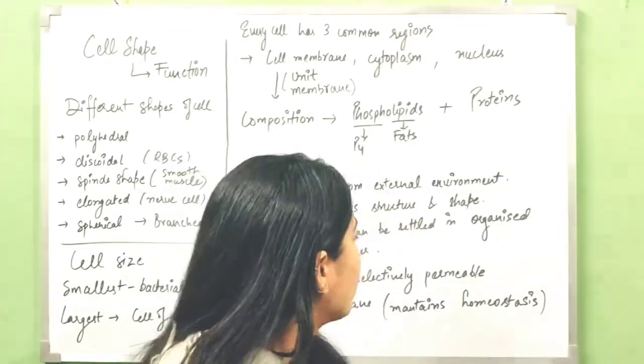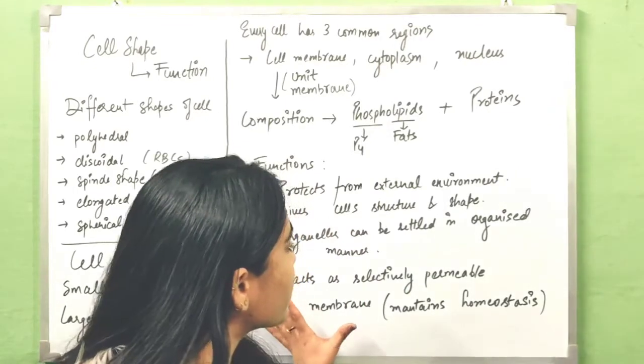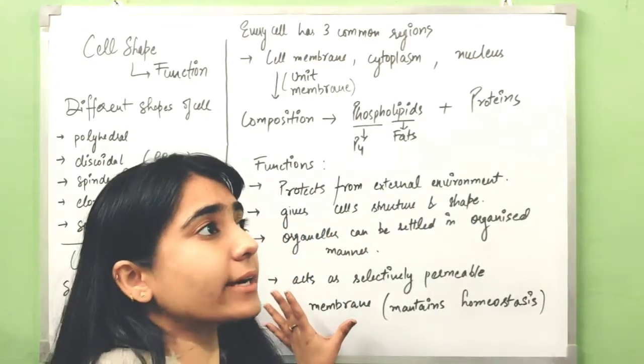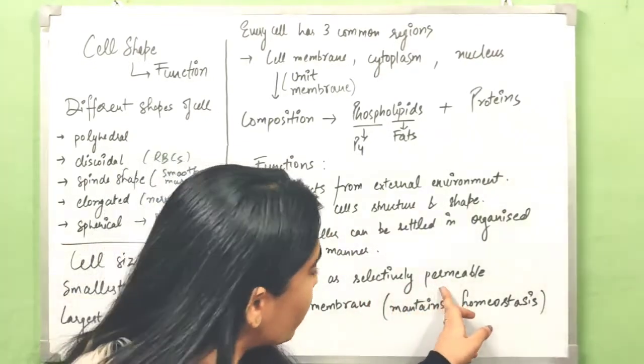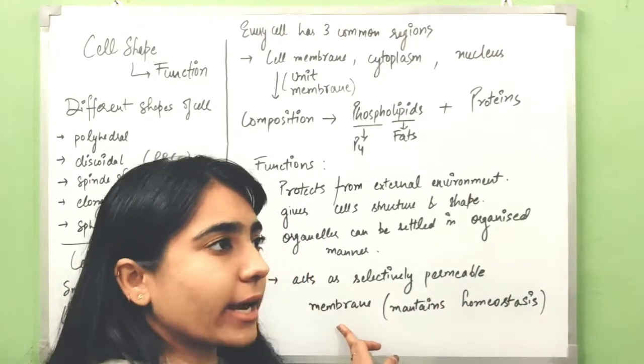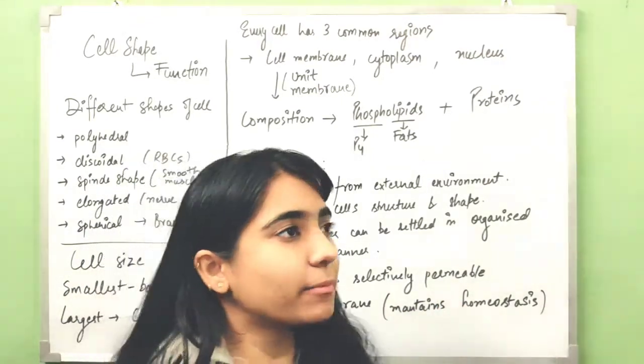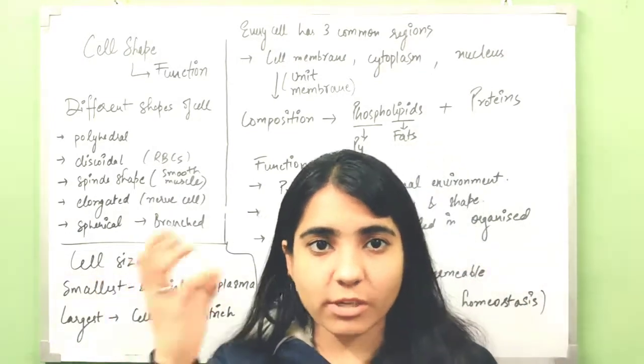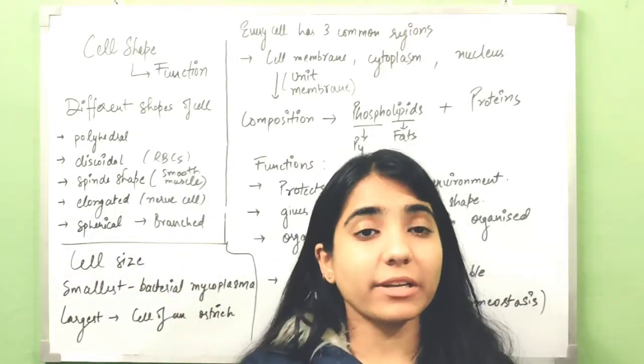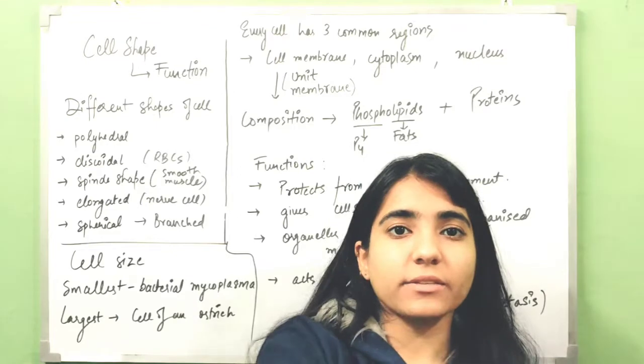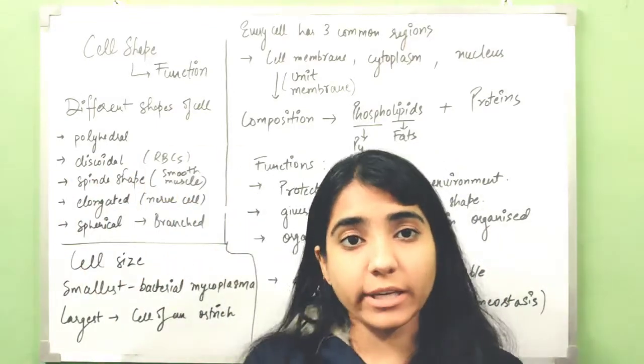Now the last function that we'll be talking about is that the cell membrane acts as a selectively permeable membrane. What is a selectively permeable membrane? That means it will allow some of the things to come in, and it will allow some of the things to get out of the cell, to leave the cell.